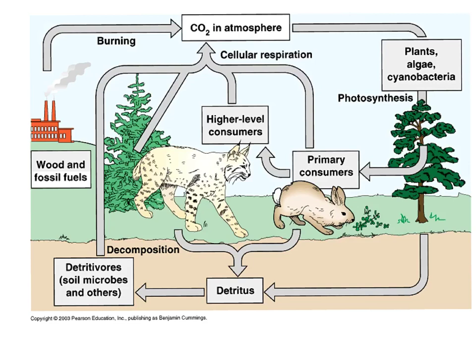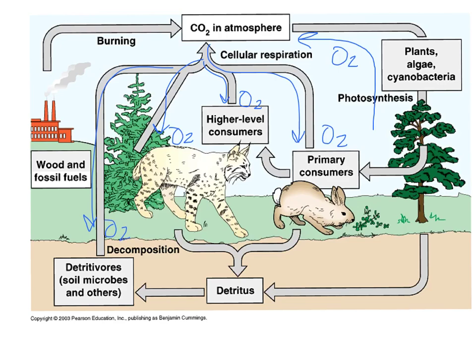Now we're going to take a look at the carbon cycle from the perspective of oxygen. So you'll recall that photosynthesis takes carbon dioxide out of the atmosphere, but photosynthesis actually adds oxygen to the atmosphere. Cellular respiration puts CO2 into the air, and it actually takes oxygen out of the air. So all of these plants and animals and bacteria will oftentimes use oxygen as well. So oxygen is kind of going the reverse direction of carbon in the carbon cycle.